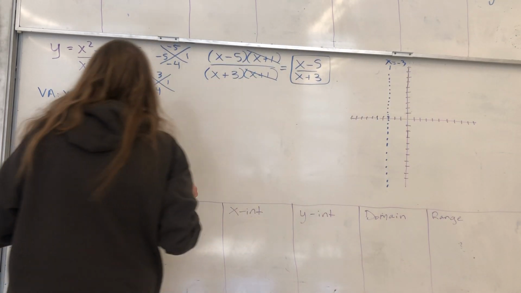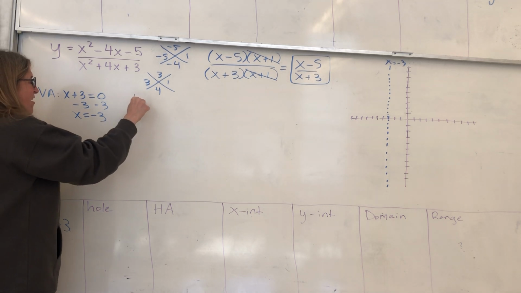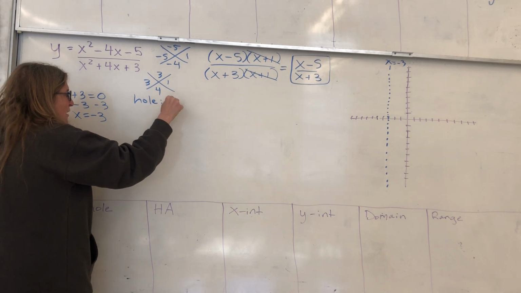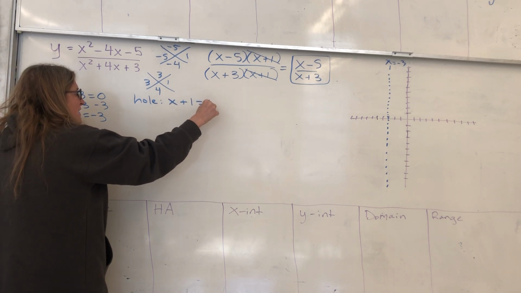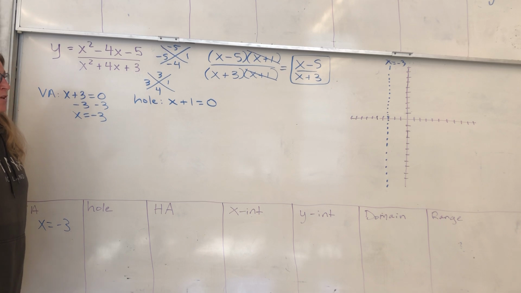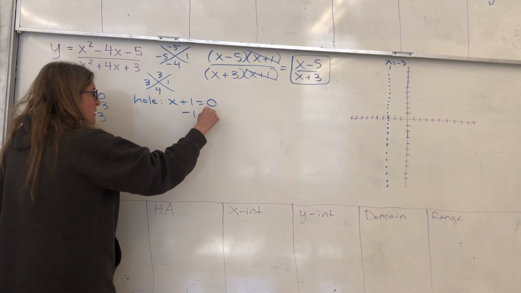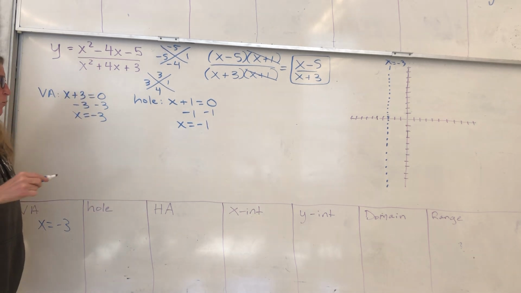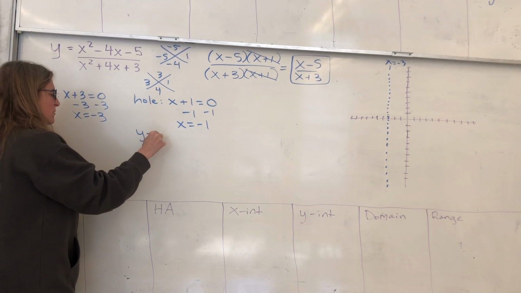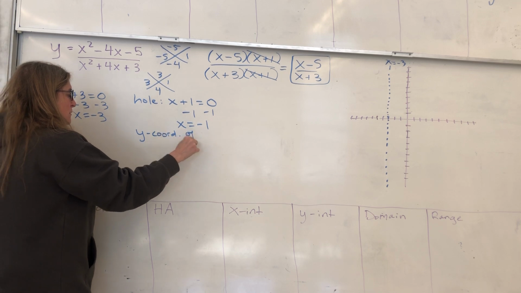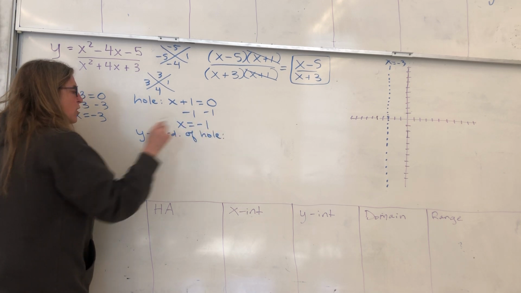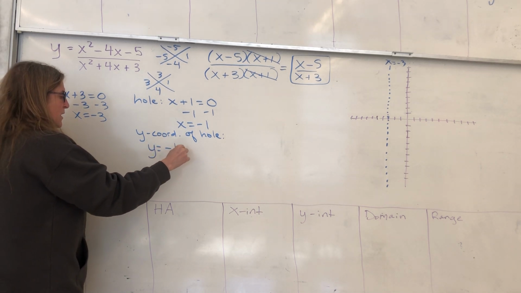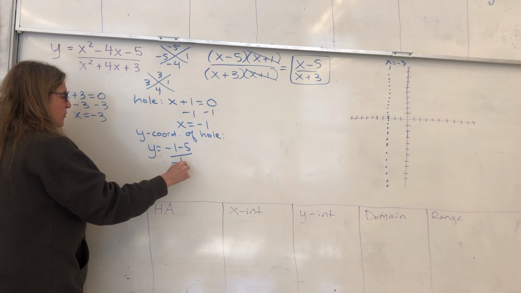Okay, now we also know we got a hole, we crossed off x plus 1. So that means the x value of our hole is going to be at whatever value of x makes x plus 1 equals 0. So in this case, my hole is at x equals negative 1, but I need to find the y coordinate of the hole. I'm going to do that by plugging in x equals negative 1. So y equals negative 1 minus 5 over negative 1 plus 3.